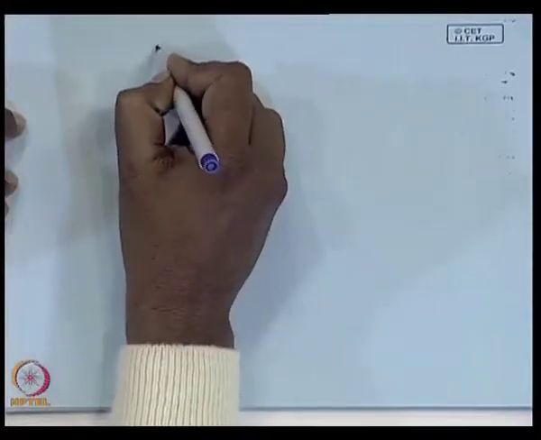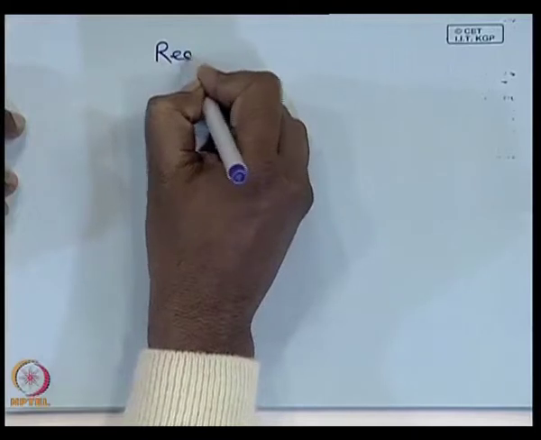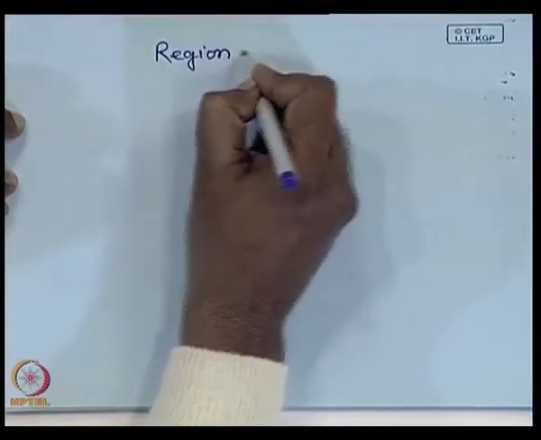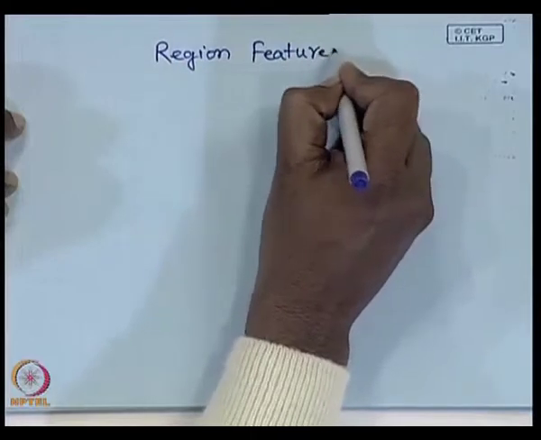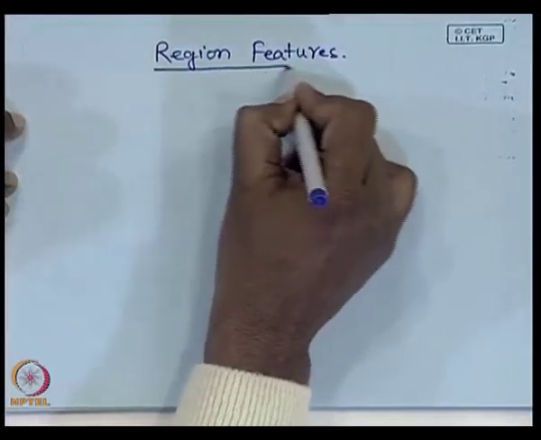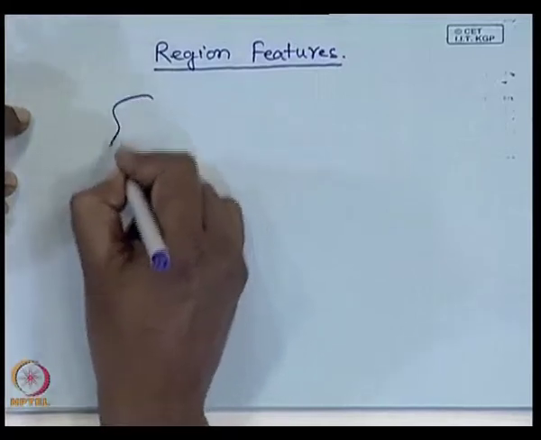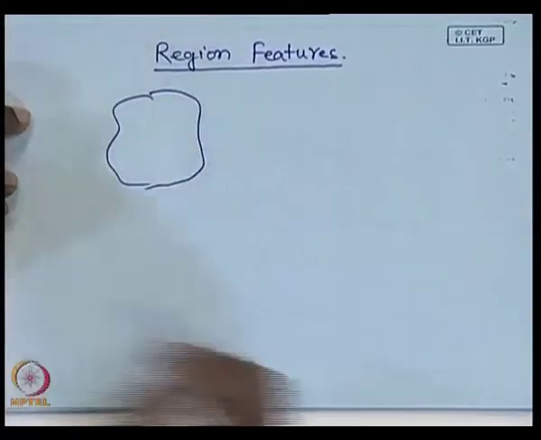Now, let us go inside the boundary, to see what are the different kinds of region descriptors or region based features that we can extract, which can help us in the recognition process. So, let us take some region features. Suppose I have a closed boundary something like this.